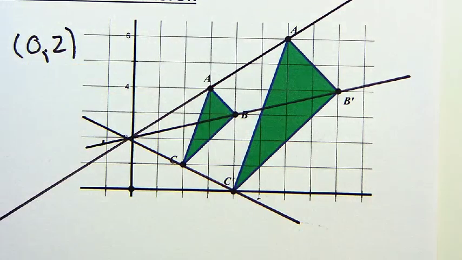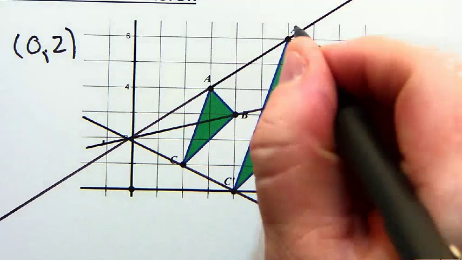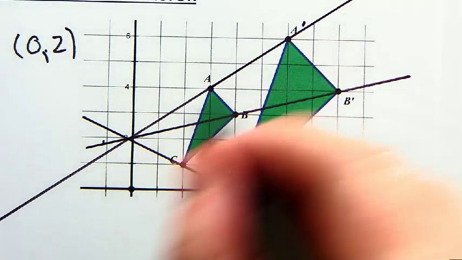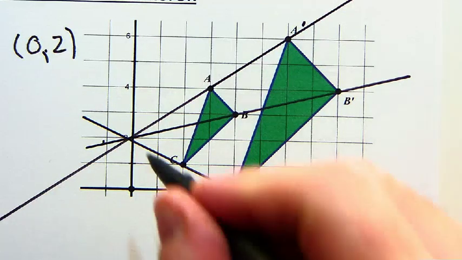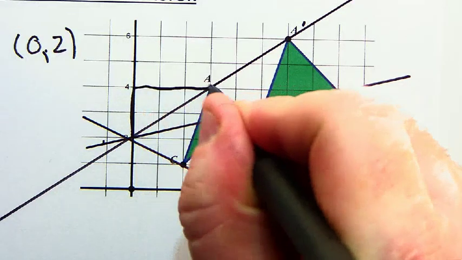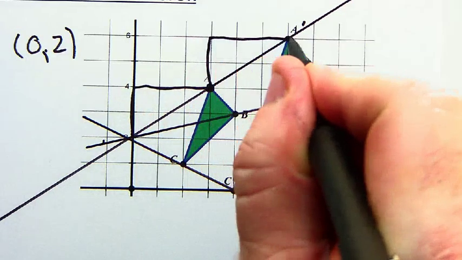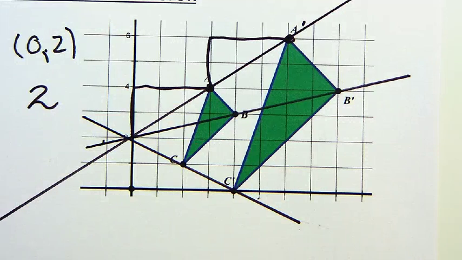Now, how do we figure out the scale factor? So we look for our primes, so we see B prime, C prime, A prime. So it's obviously a larger scaling, an enlargement. And I can use slope to help me. Slope is up 2 over 3, up 2 over 3. 2 slopes took place. This is a scale factor of 2.